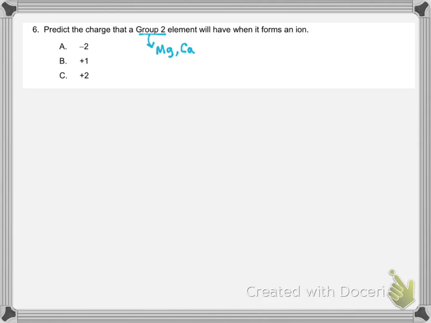Question 6 asks us to predict the charge that a group 2 element would have when it forms an ion. So our group 2 elements are our alkaline earth metals. They're things like magnesium and calcium. And they have a general kind of generic electron configuration where they have some core, some s, and then 2 s electrons. And so to reach a noble gas configuration, they happily give up their s electrons and become +2.